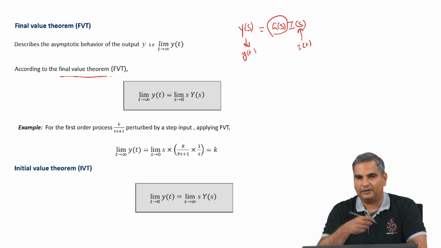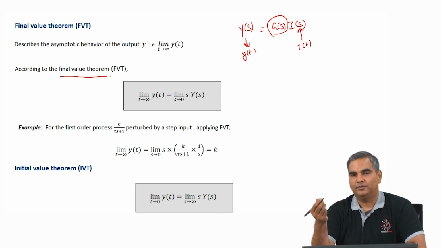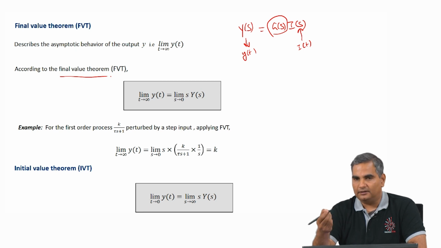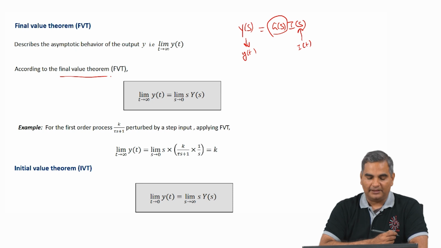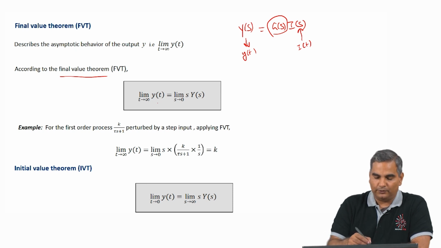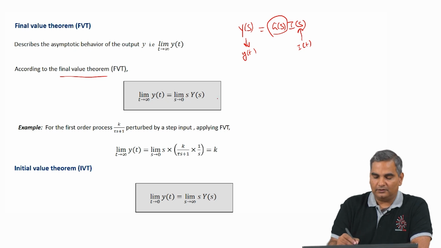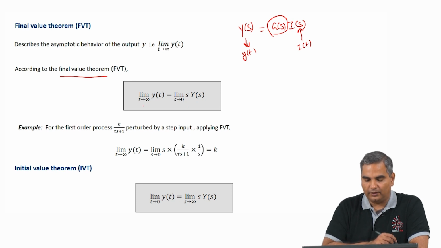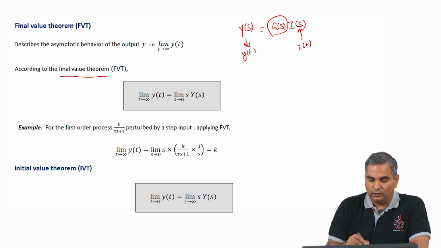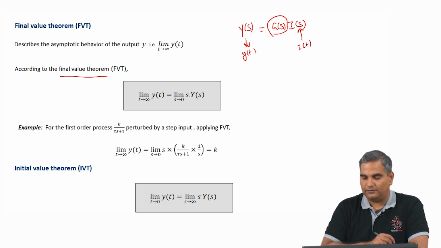That basically means if I let this system run for a long time, will my output value settle? If it will settle, at what value will it settle, and so on. So, mathematically this question you pose as limit t tending to infinity y of t. Now, this is already proved. So, what this theorem says is, if you want to know limit t tending to infinity y of t, you can get this value by equivalently looking at limit s tending to 0 s y of s, right.